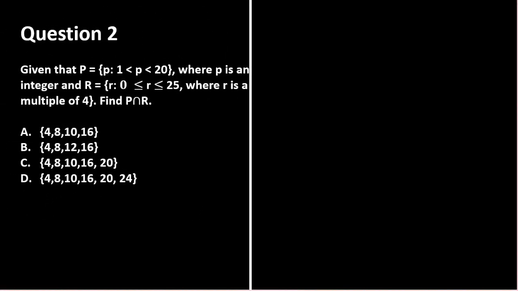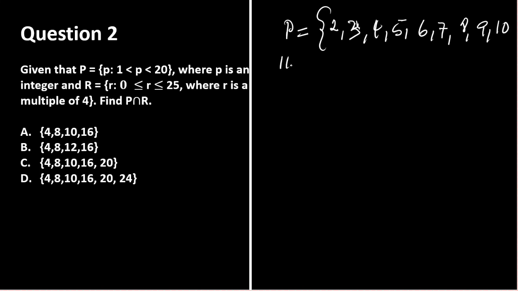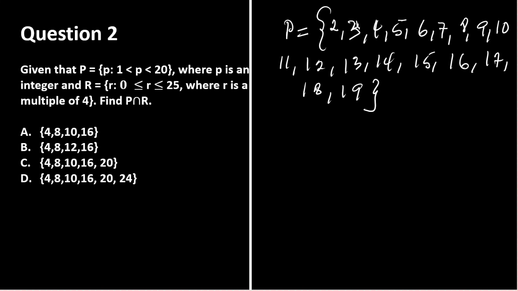My second question says that P is such that 1 is less than P and P is less than 20. Now, if you observe this, you'll see that P is actually not equal to 1 and P is not equal to 20. But P is greater than 1 and P is less than 20. That is, P is between 2 and 19. 2, 3, 4, 5, 6, 7, 8, 9, 10, 11, 12, 13, 14, 15, 16, 17, 18, and 19. Remember, P is not equal to 20. So we're going to pick our P from 2 to 19.